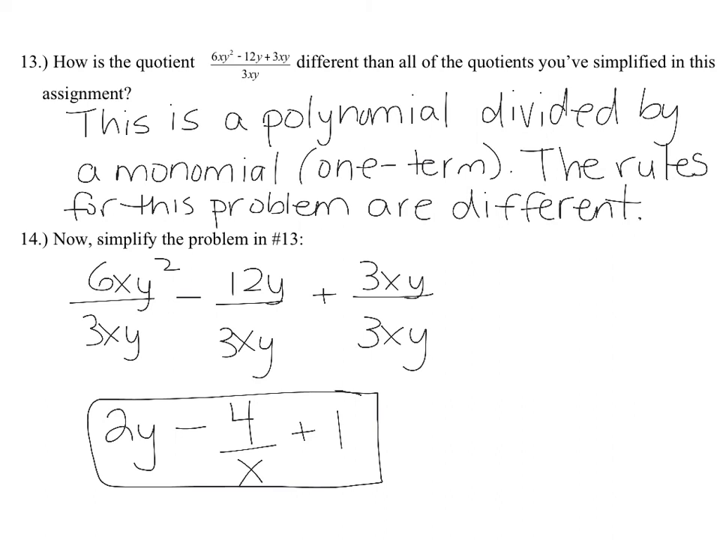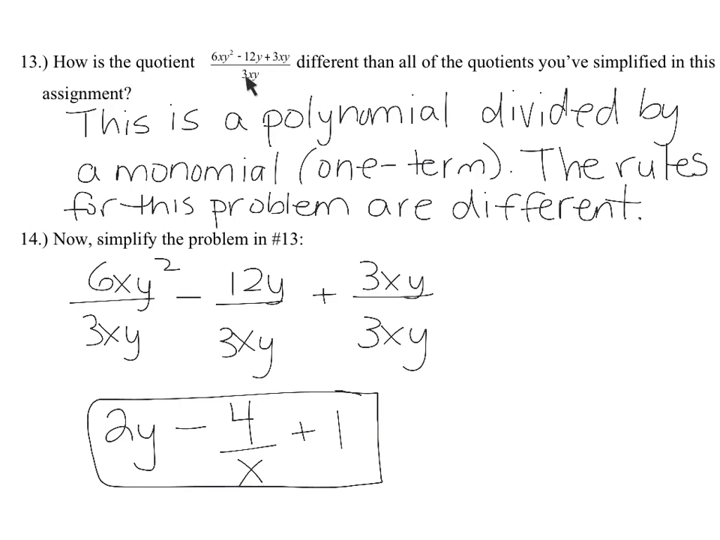So these last two problems are trying to get you to understand the difference between dividing a polynomial by a polynomial and dividing a polynomial by a monomial. So number 13, notice this problem right here is different than all the other ones because look, you're dividing by just one term. So what I just said is this is a polynomial divided by a monomial.